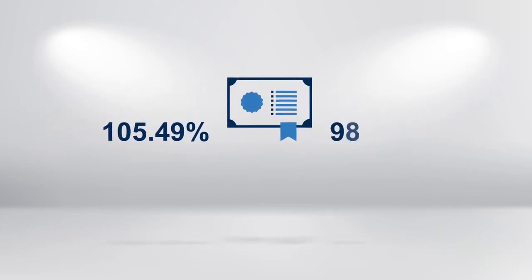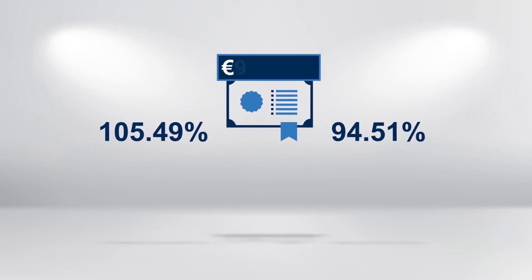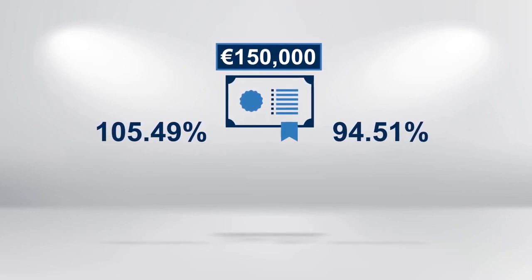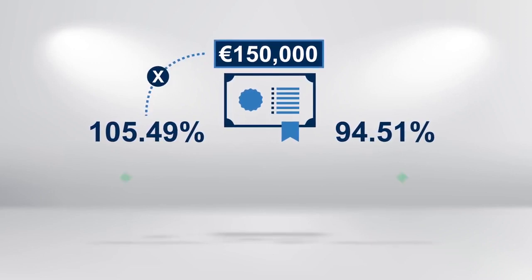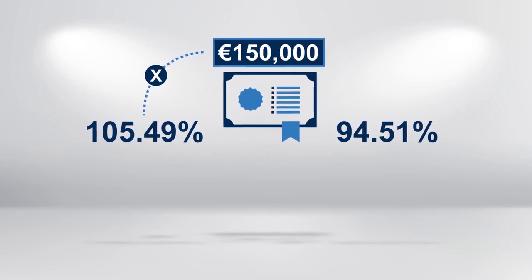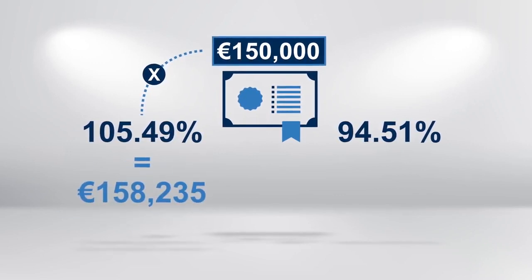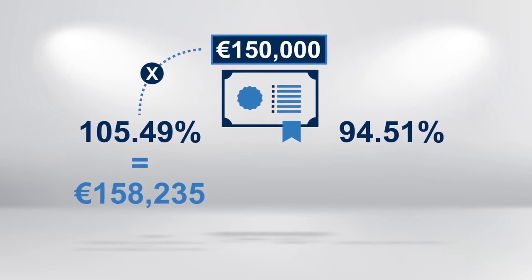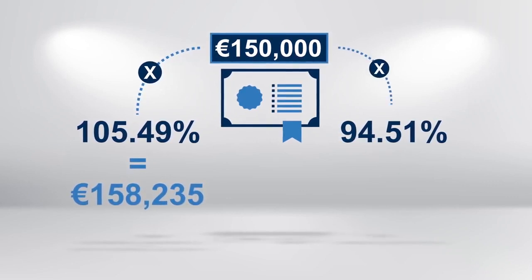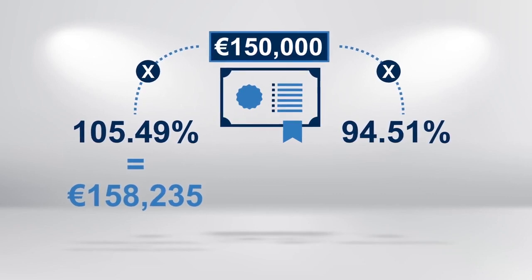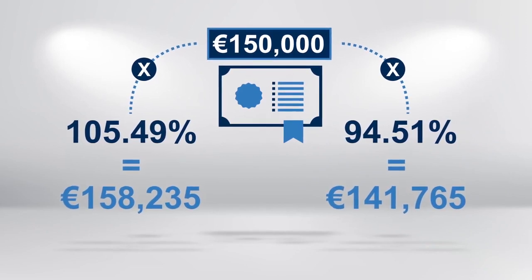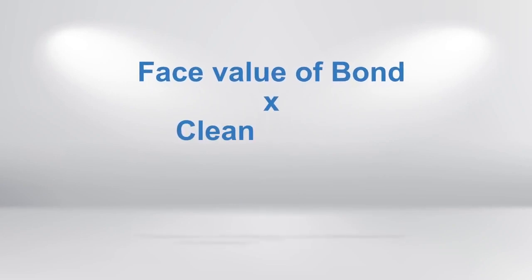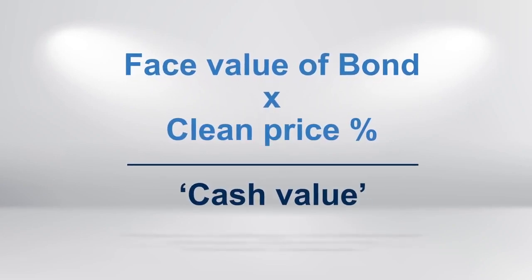Using the same prices, let us assume that the face value of the bond is now €150,000. This means that the amounts we pay would be 150,000 times 105.49%, which is €158,235, or 150,000 times 94.51%, which is €141,765. The rule is multiply the face value of the bond by the clean price percentage to arrive at the cash value.